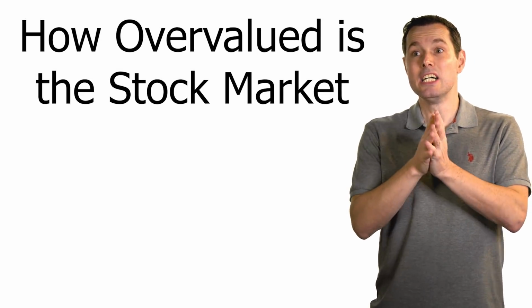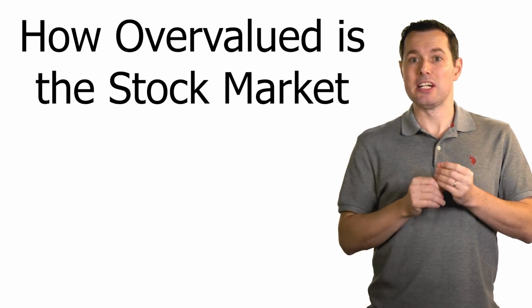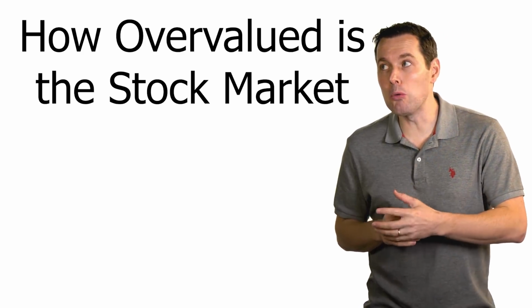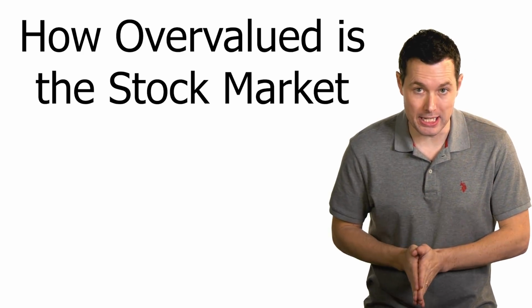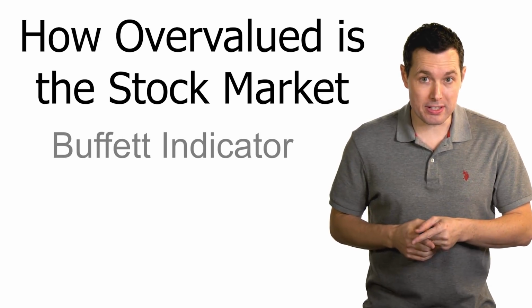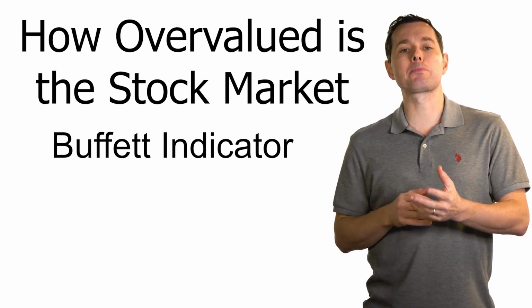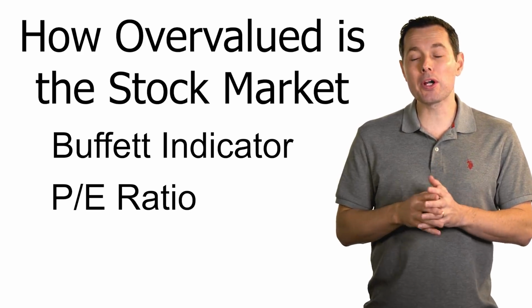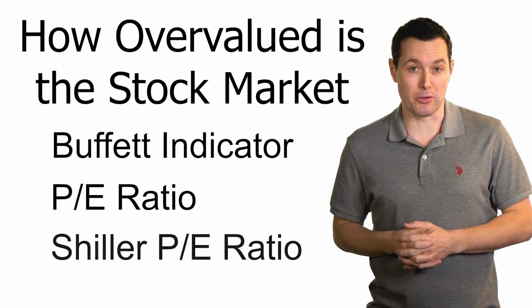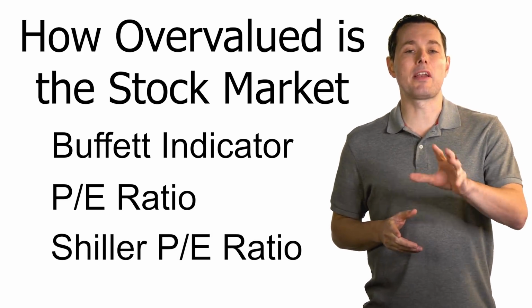Hi, I'm Jimmy. In this video, we're going to look at a few key stock market price indicators to see if we can figure out how overvalued the stock market is right now. We're going to use the Warren Buffett Indicator, the standard price to earnings ratio, and the Shiller price to earnings ratio. Okay, so let's dive into this.